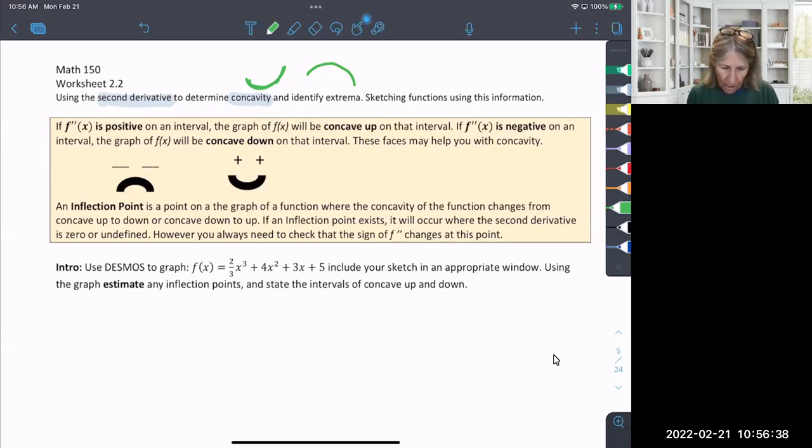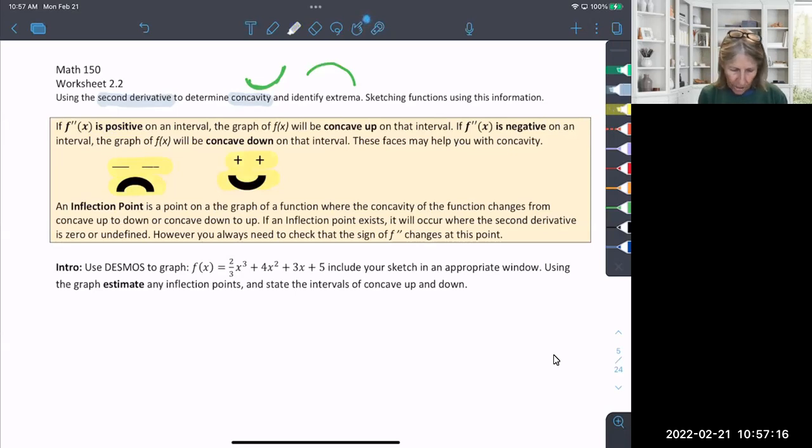Okay, and so the information here is in the yellow box. It mentions that when the second derivative is positive on an interval, then the graph will be curving up. And if the second derivative is negative on an interval, the graph will be curving down like a sad face. And so here's a little picture that I think will help you to remember this. If you notice, the sad face here is for the negative second derivative, and the happy face here for the positive second derivative.